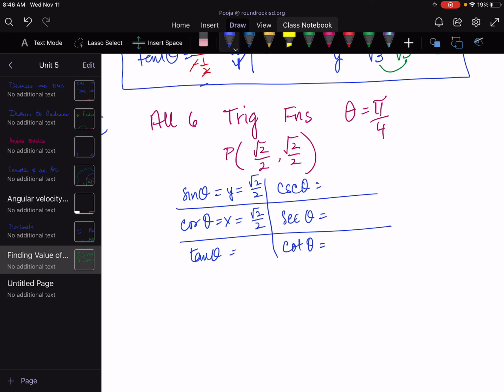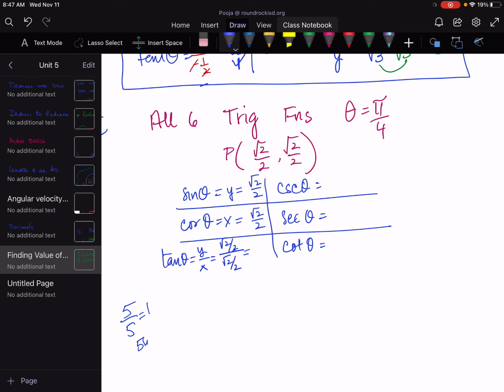Now tangent is y over x. Let me scoot this to the left. Tangent is y over x. Y is root 2 over 2 divided by root 2 over 2. And it looks complicated, guys, but you know what's the easiest part here? We're dividing with the numerator and the denominator being the exact same. It's kind of like dividing 5 over 5. What does that equal? We all know, 1, right?